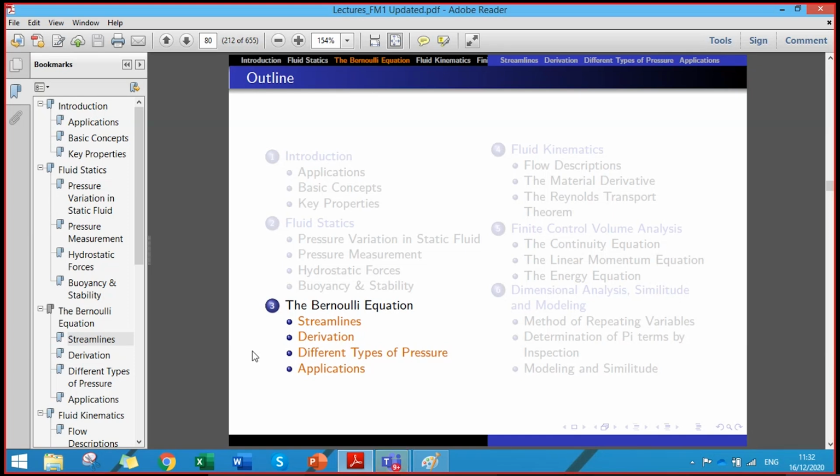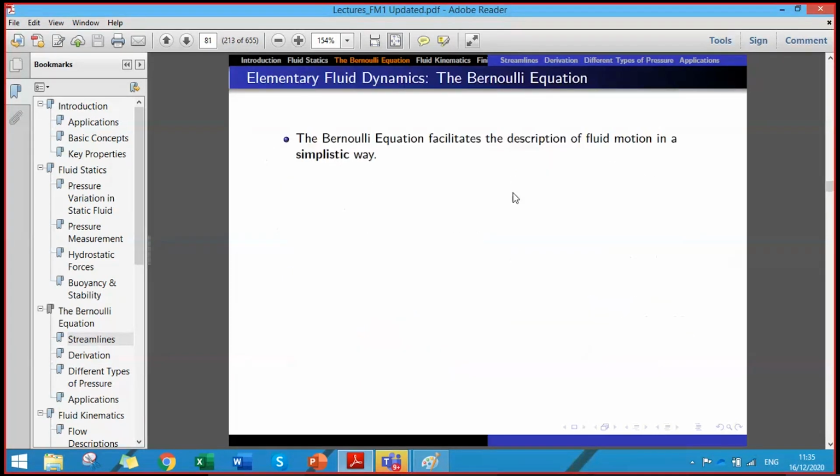We will be discussing what streamlines are and what the streamline coordinate system is, and then we'll be deriving the Bernoulli equation. Based on the derivation, we'll be discussing the different types of pressures, or the different terms, involved in the Bernoulli equation. And we will discuss the energy grade line and hydraulic grade line, how they are drawn, and what they mean. Then we'll discuss different applications of the Bernoulli equation to different flow situations we encounter daily. So this is basically the outline of this chapter.